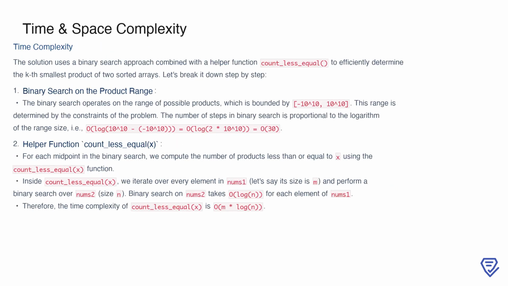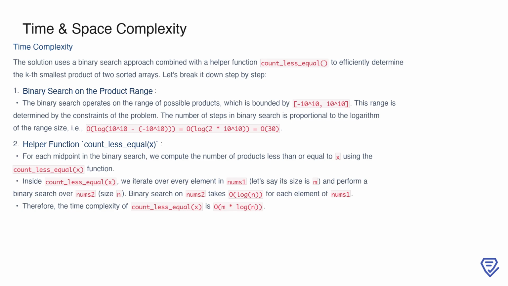To analyze the time complexity, we start by understanding the two major components of the solution: the binary search on the product range and the helper function count_less_equal. First, the binary search is performed over the possible range of products, which is from -10 to the power of 10 to 10 to the power of 10, a range determined by the constraints of the problem. The number of steps in binary search is proportional to the logarithm of this range, which simplifies to O(log(2*10 to the power of 10)), or equivalently O(30), since the range size is constant.